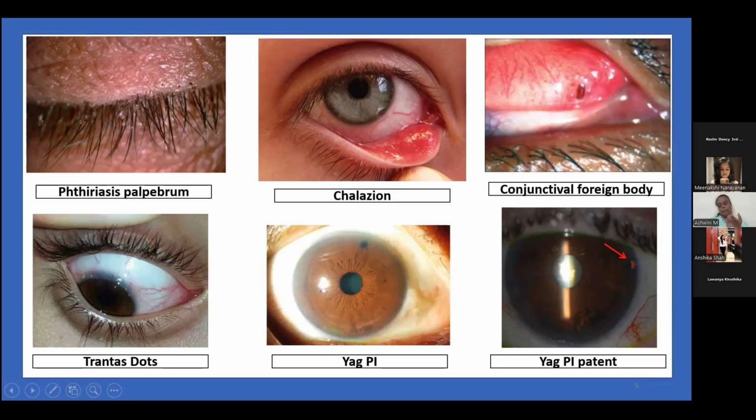So generally, how do we check for the patency of YAG PI? You usually keep your illumination in slit beam, like an optic section, and you place the illumination system and the viewing system coaxially, and you put the light through the pupil, and you will observe that the light is seen via the PI opening. The light has to get reflected via the PI opening. So that's how you check for the patency. So it's not only about looking at the black spot in the iris, which says that there is presence of a YAG PI. We should also document whether the PI is patent or not. That is also very important.